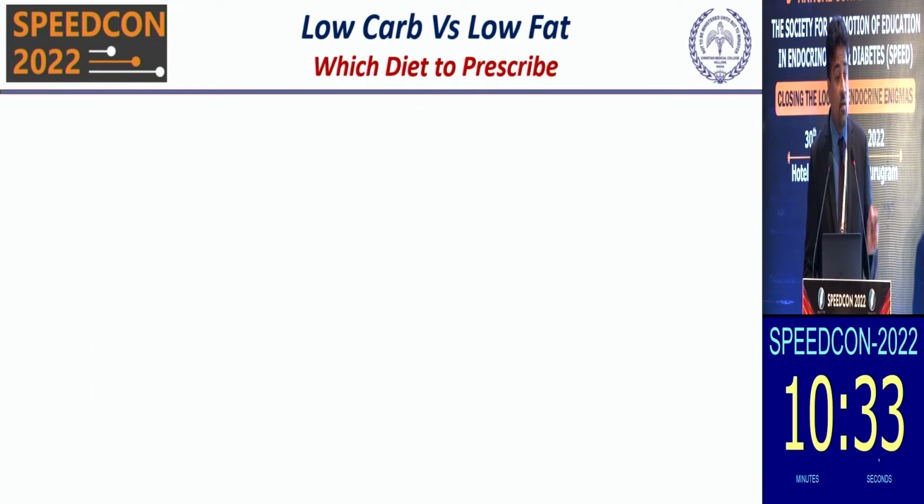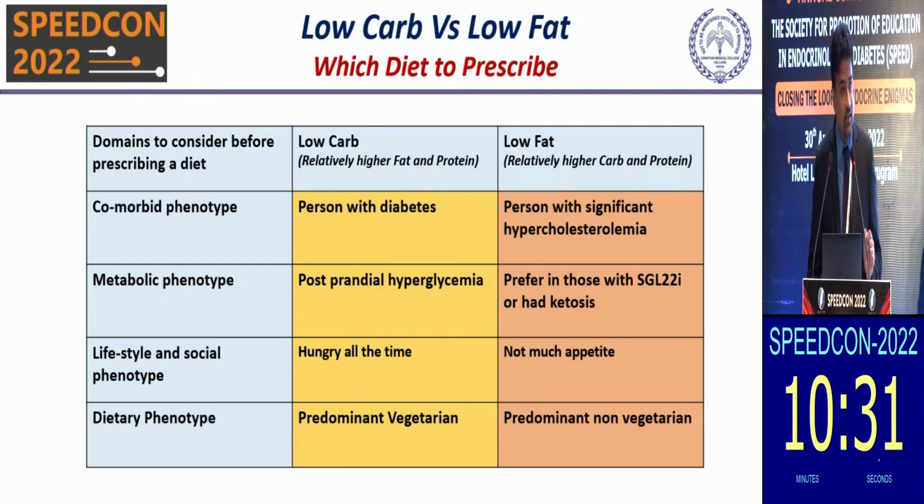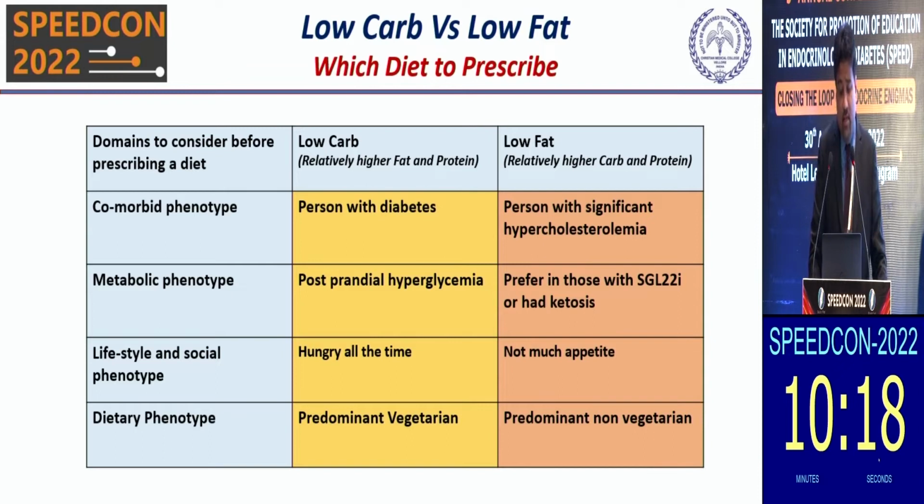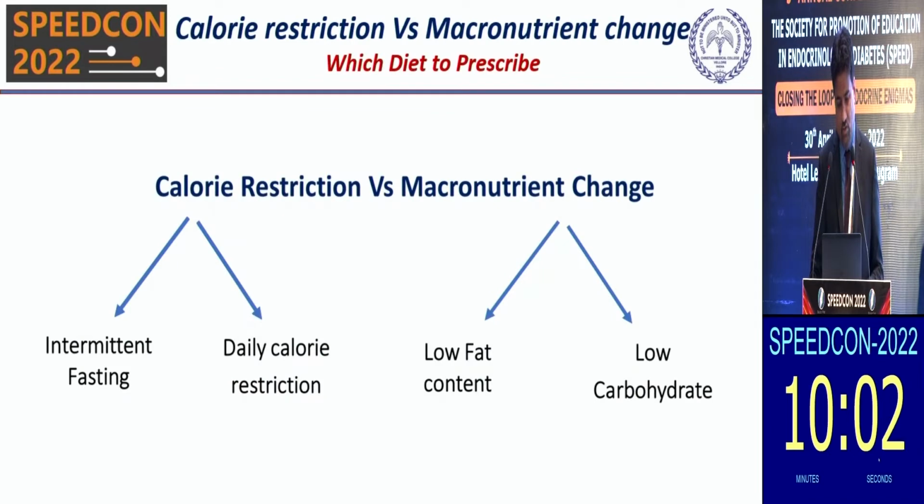I decide whether my patient is going to benefit more with this. I would like to give a low carb diet to a patient who's got diabetes, who's got postprandial hyperglycemia. I wouldn't like to give it to a patient who's having very high lipids. I wouldn't like to give it to a patient who's on SGLT2 inhibitors or has had ketosis, because low carbs means I'm going to make up the macronutrients with fat. So again, it's important to look at the patient and then decide the diet, and not that this diet is more effective, so it will be useful.